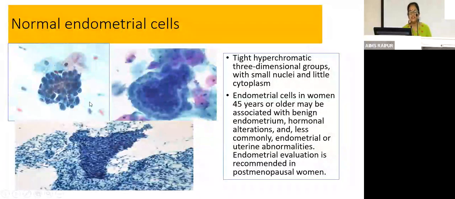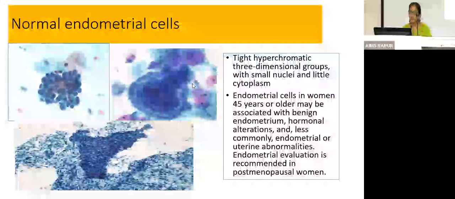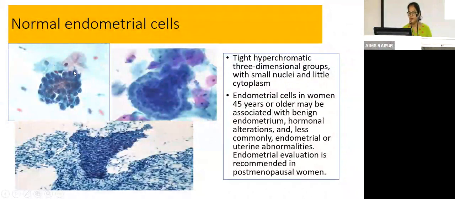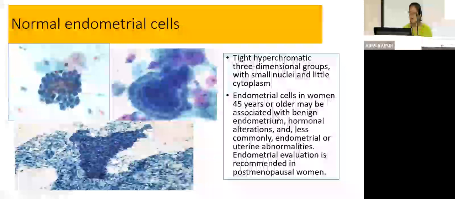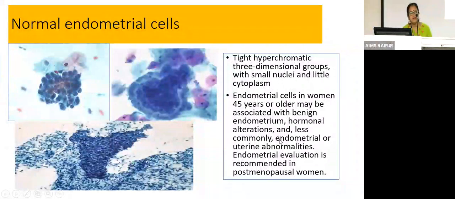So endometrial cells compared to endocervical cells, how do they look different? The normal cells have tight hyperchromatic three-dimensional groups with small nuclei. Can you see this? This is an intermediate cell nucleus. So this is almost the same size as the intermediate cell nucleus, or slightly smaller than that, hyperchromatic. And if this similar picture is seen along with some spindled elements which represent endometrial stroma in a more than 45-year age group, then you have to do endometrial sampling.